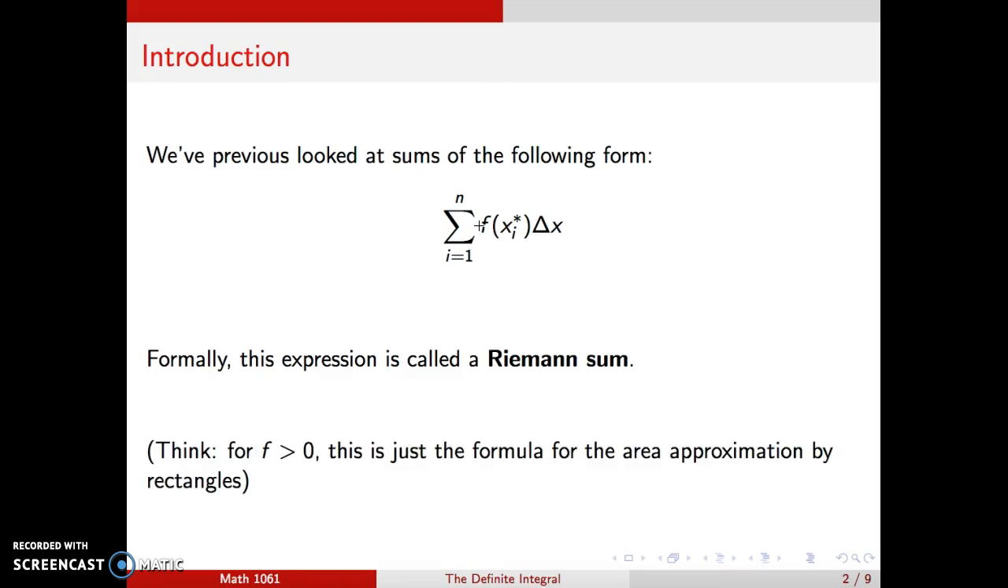We looked at those. Formally, this is called a Riemann sum for this function lowercase f. And one thing you can think about, try to remember, for positive f, or at least we can get by with non-negative f, this is just the formula for the area approximation by rectangles. Here's your rectangle height, here's your rectangle width, and we're adding all those up.